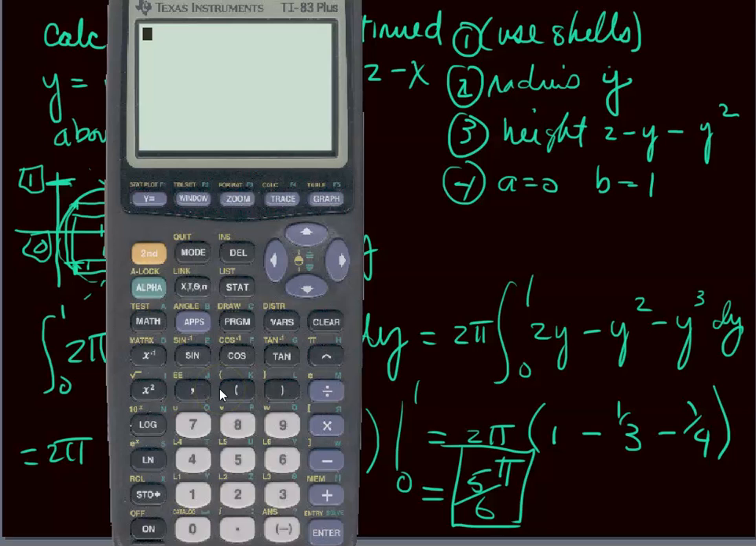If you do 1 minus 1/3 minus 1/4, it gives you a decimal. If you go math frac, it changes it to a fraction, 5/12 times the 2. So it's 5/6. We should do one more.